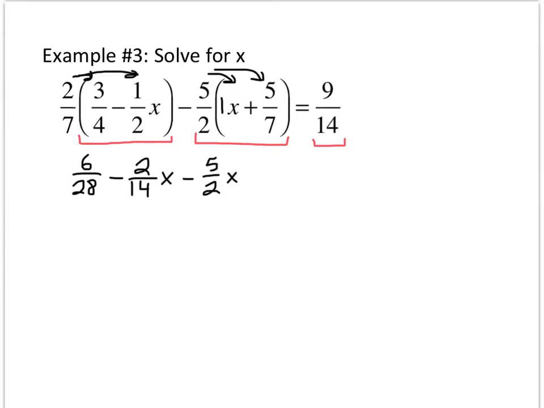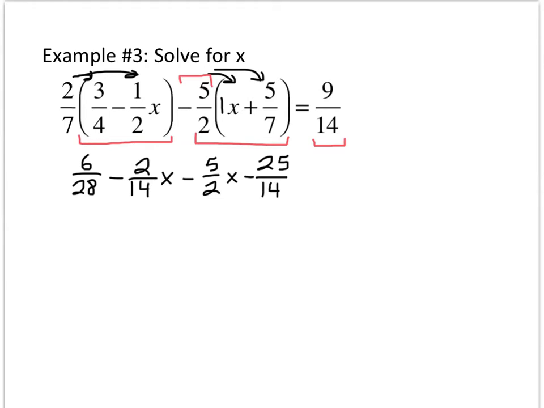Then I'm going to distribute the negative 5 over 2 times the positive 5 over 7. And this is a place where it's easy to make a mistake. We're still multiplying this whole term of negative 5 over 2 through. So a negative times a positive is going to make this second term negative 25 over 14.